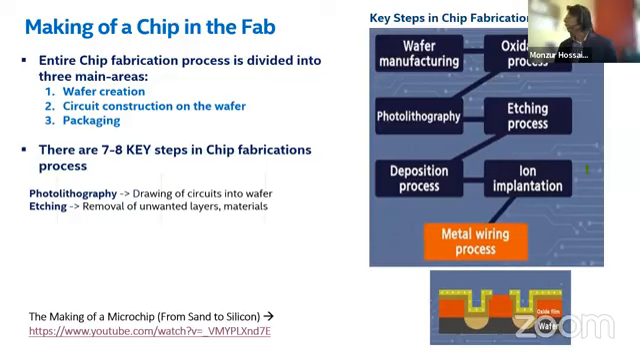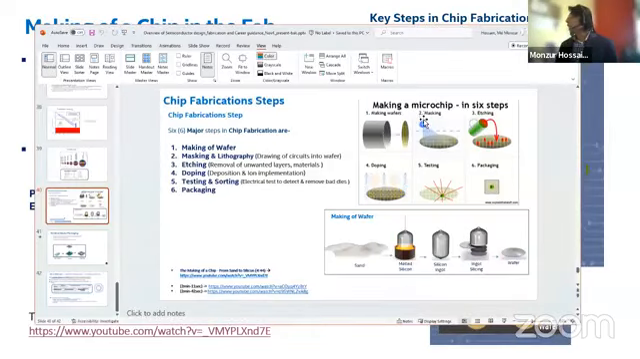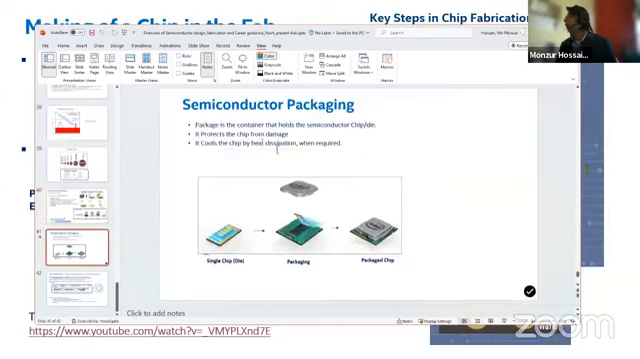So this is what Ashfaq was explaining in the video: you create a wafer, you do all of those steps, the 7, 8, 9 steps, and at the end you get a chip. You package the chip. So semiconductor packaging: you have a chip design in the fab. At the last stage, you put the single chip like this, and then it's a packaged chip.